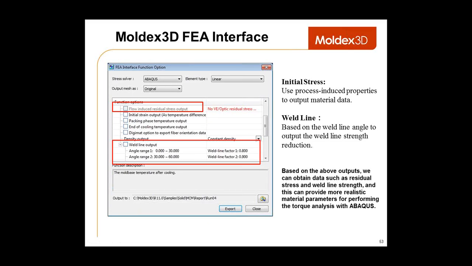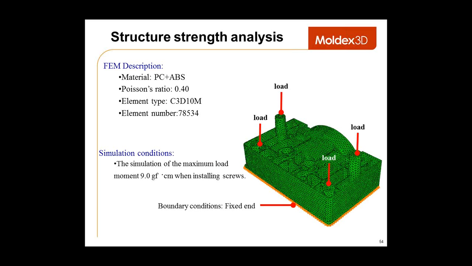Through the Moldex FEA Interface, we are now going to bring the anisotropic materials and weld line strength to Abaqus. Here's the boundary condition and the locations where the load is applied.